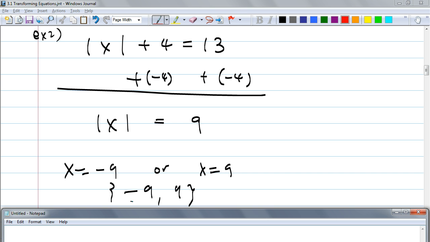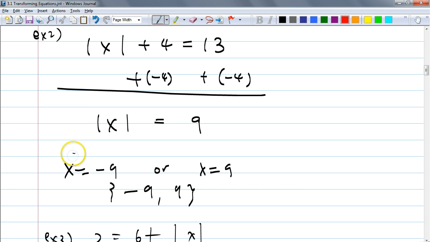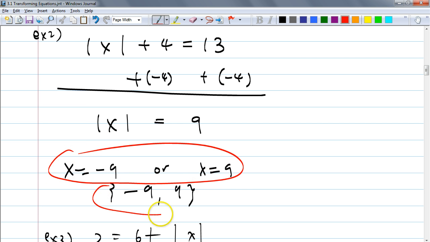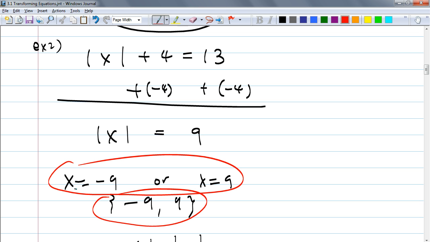Yes? Oh, for the answer, can we just put negative 9 or 9, or do we have to put it in set notation? Right, so you could either put it this way, or this way. You choose. Kind of know how to do both of them. Okay, may I go to example 3 then? All right. Pretty straightforward, right?